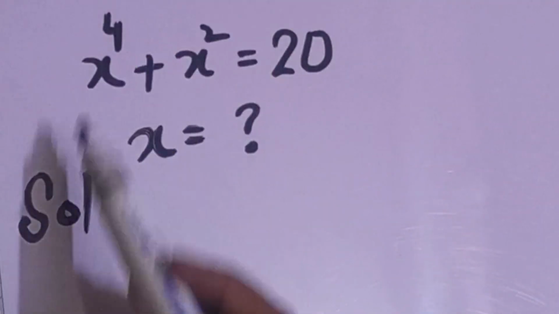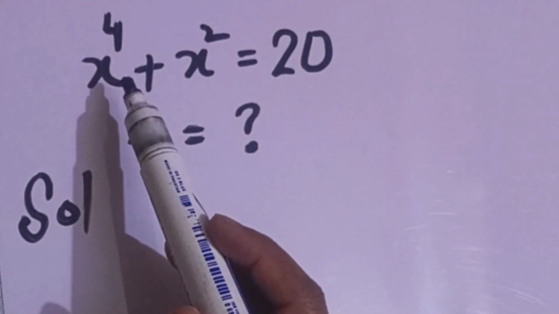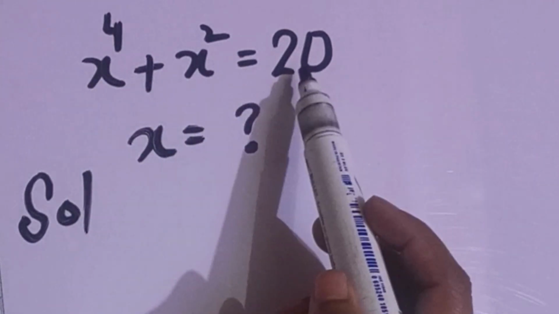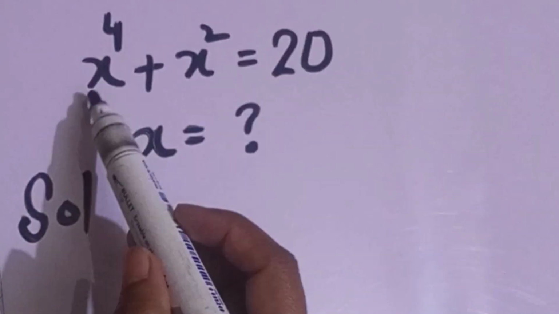Hello, good day everyone. In this video, we are going to solve this problem: x raised to the power 4 plus x square is equal to 20, and we find the value of x. So let's start.